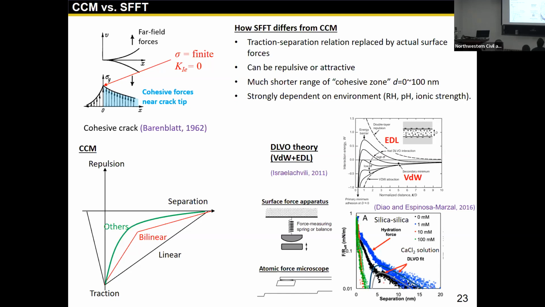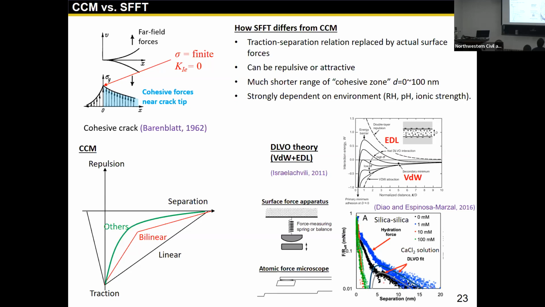And the other difference is that in the cohesive crack model, the separation where traction is effective is usually at a scale of micrometers, even millimeters. But here the separation is, you can see, several tens of nanometers, a very, very small range. On the other hand, the benefit of considering surface force is that people have developed very precise equipment to measure this surface force directly, including the surface force apparatus and atomic force microscope. These are the data compared against the DLVO fit.